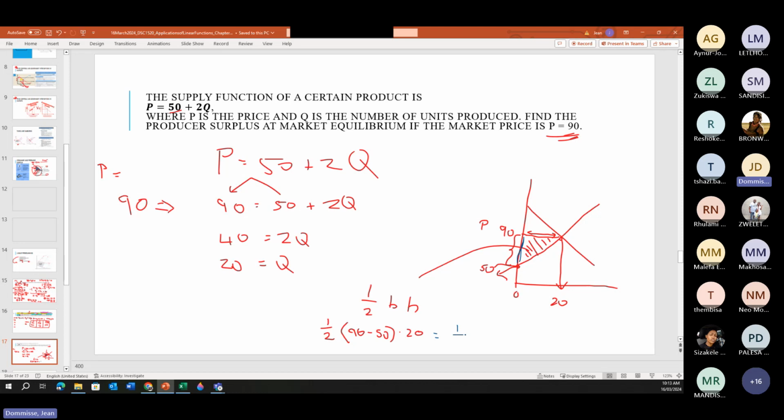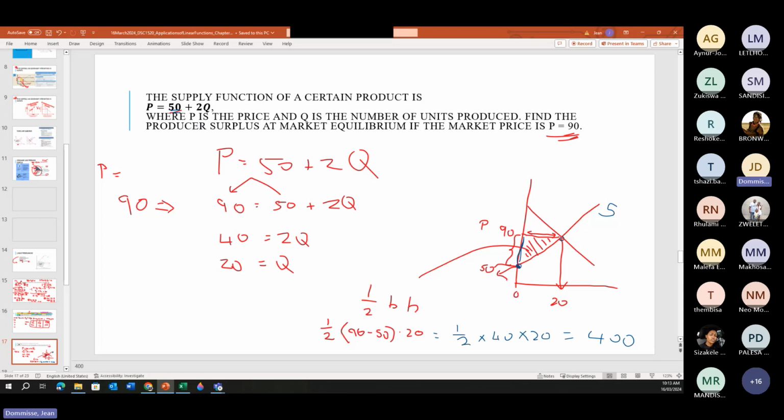So that will be a half times 90 minus 50 is 40, times 20, which will give us 800 divided by 2, which is 400. Okay, so they needed the inverse supply function, because you needed to get that point, and that point you can get from the formula.